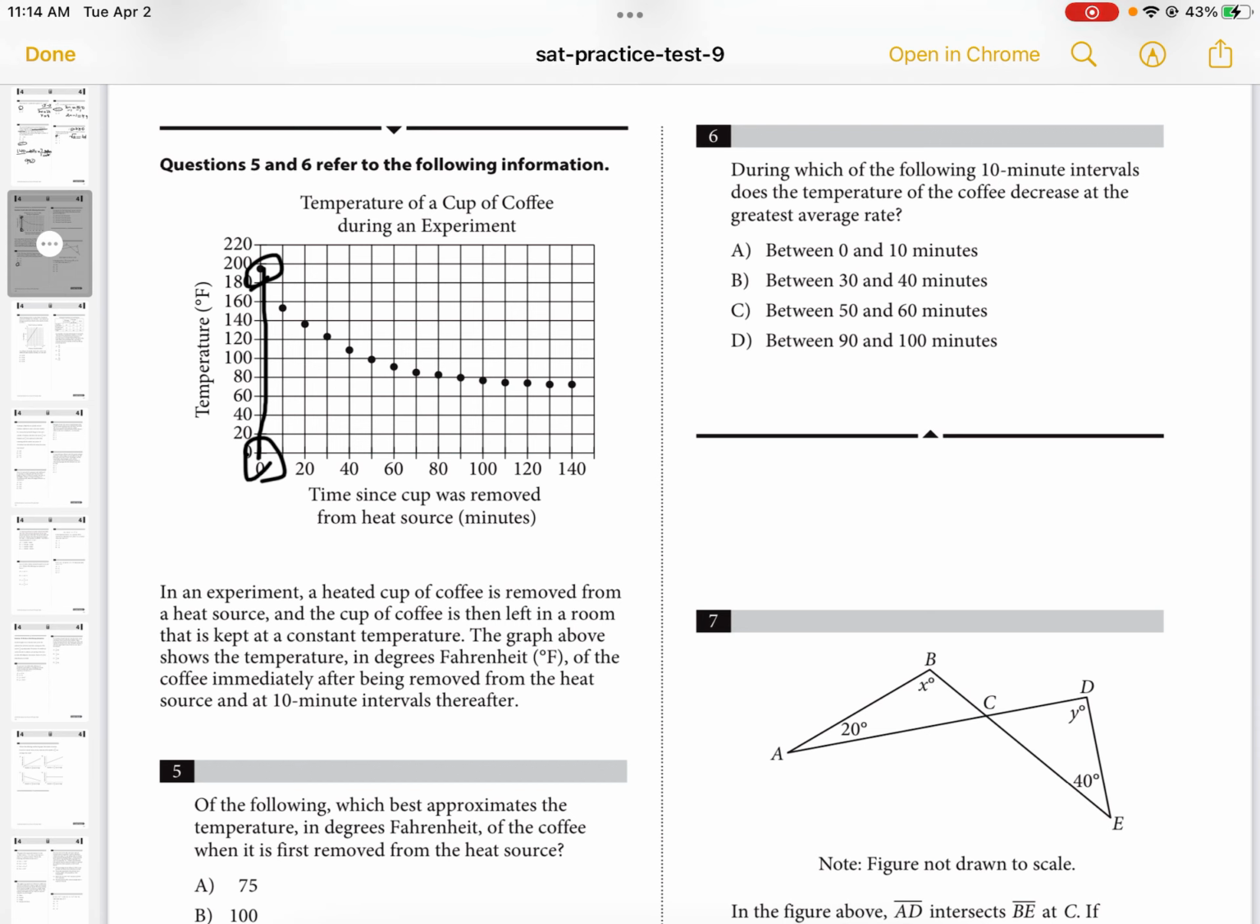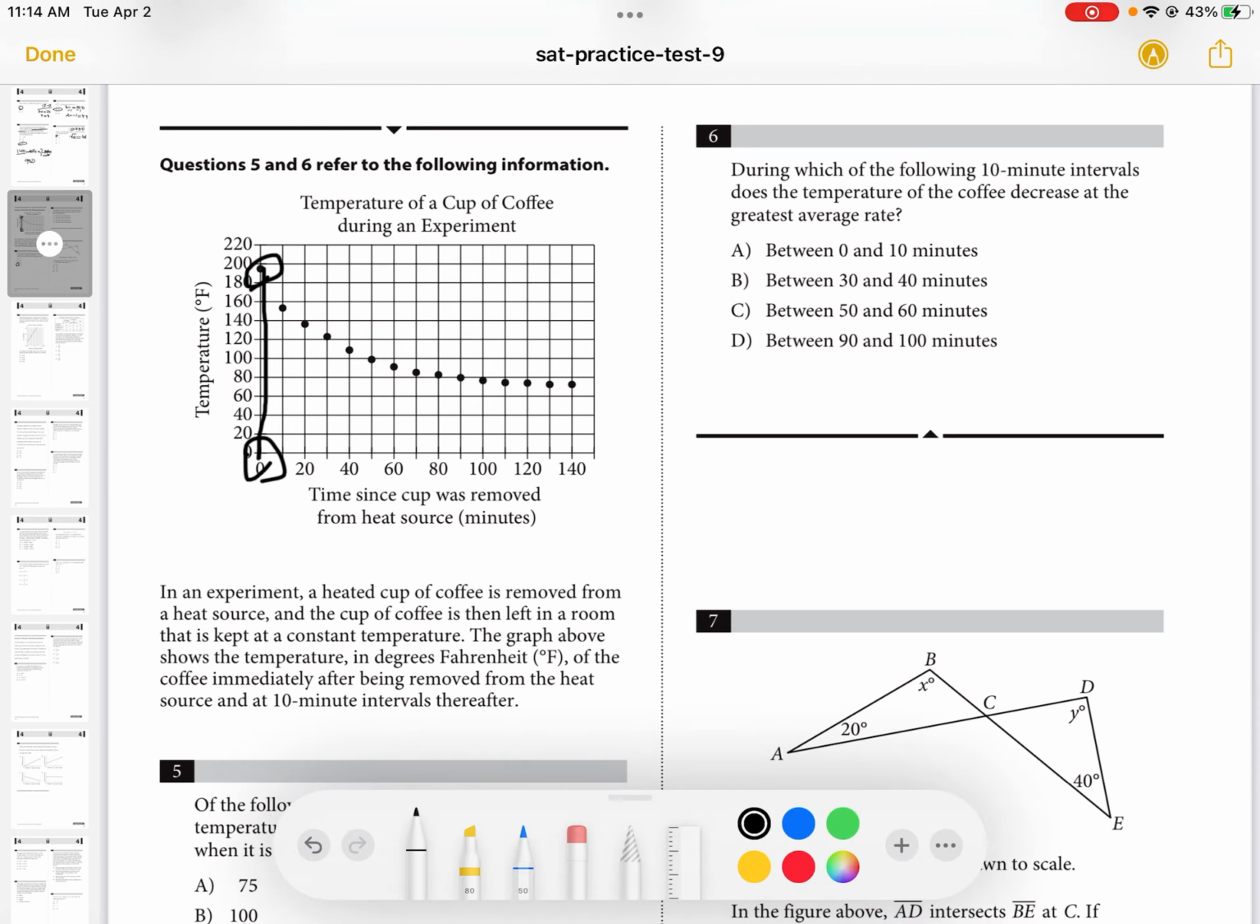Number 6. During which of the following 10-minute intervals does the temperature of the coffee decrease at the greatest average rate? Okay, so I'm just going to draw lines between each 2 consecutive points. So we have that line, and then that line, and then that line, and so on. As you notice, as we go down the graph, the lines get flatter and flatter. The steepest line, or the steepest decrease, is between 0 minutes and 10 minutes. So that's A.